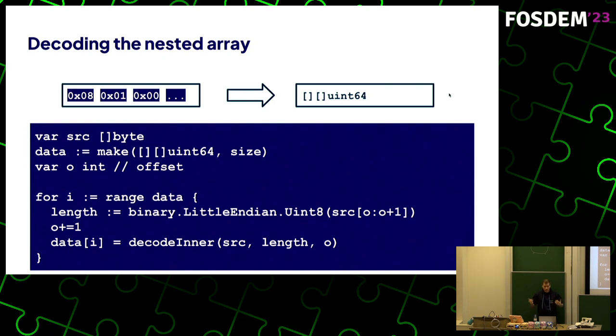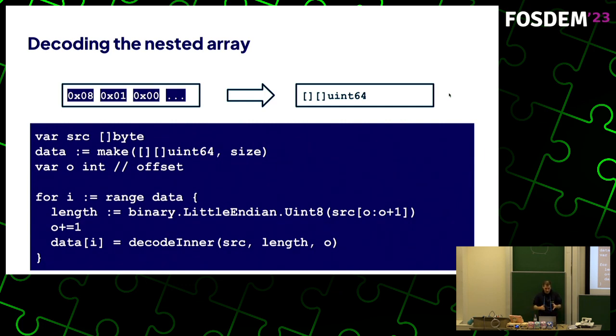Then, of course, we have to decode it somehow. And we can do that because we've learned from our previous example, right? So we're not going to use binary.littleendian.read, but we're doing this in an allocation-free way. You can see that in the length line, basically. And our goal is to take that data and put it into our nested Go slice of uint64.